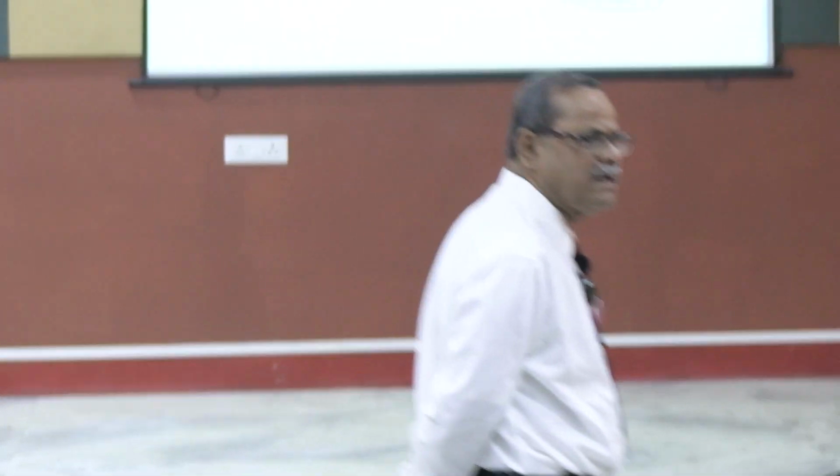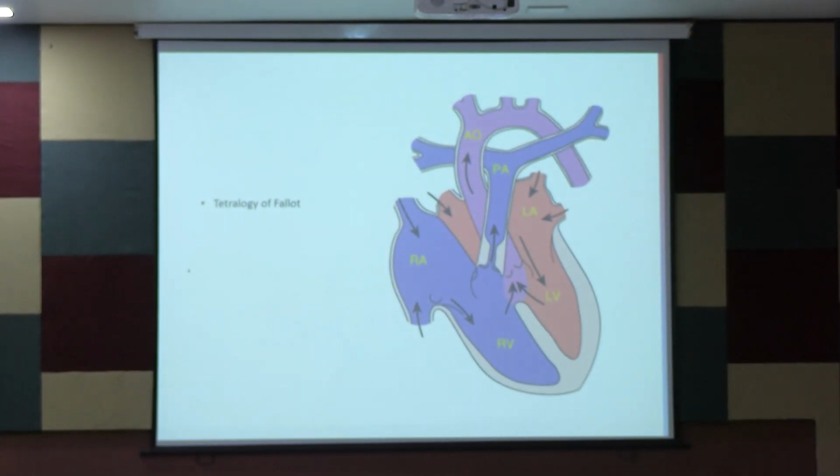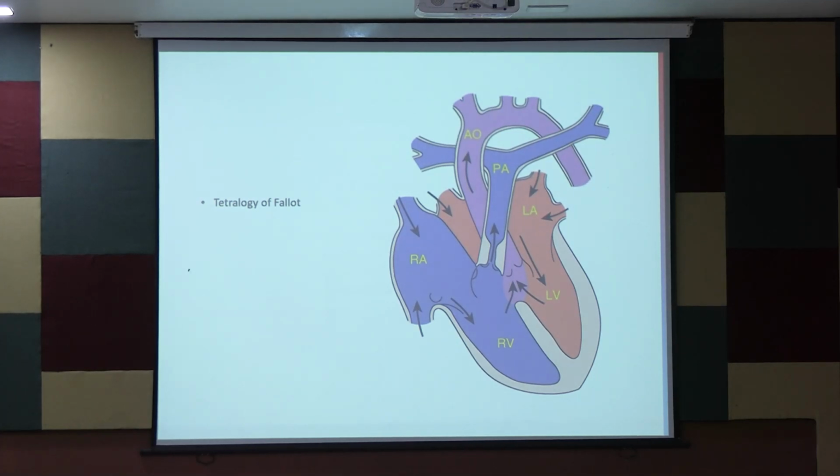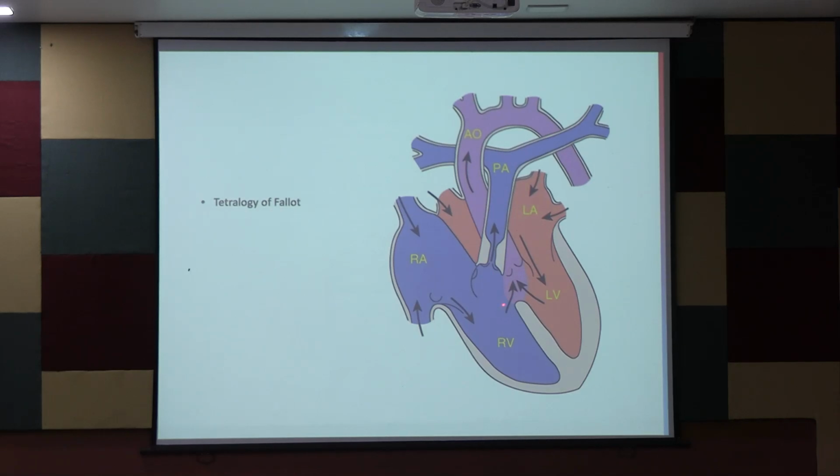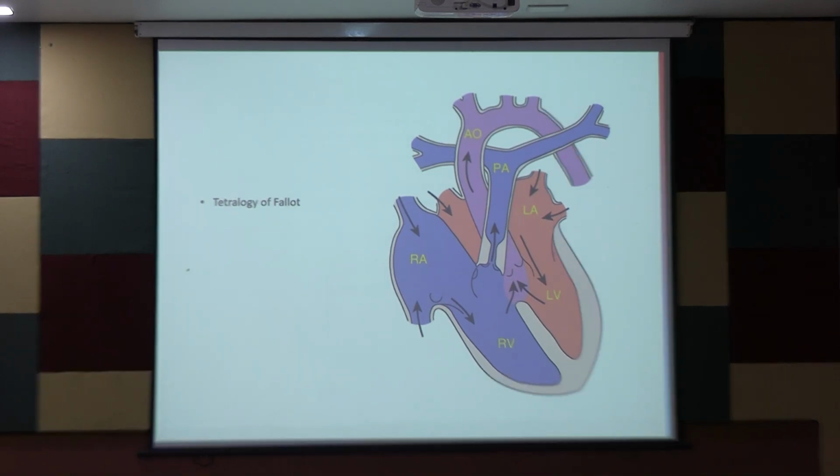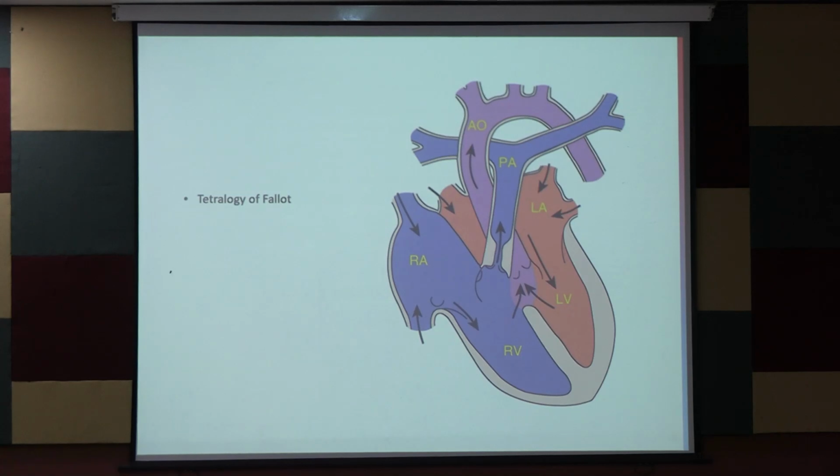Let us go to see the picture of what is actually happening. This is Tetralogy of Fallot, and if you look at the picture carefully, you will see that there is a large VSD, and that VSD is non-restrictive. It means this VSD is a large one. There is easy passage of the blood.